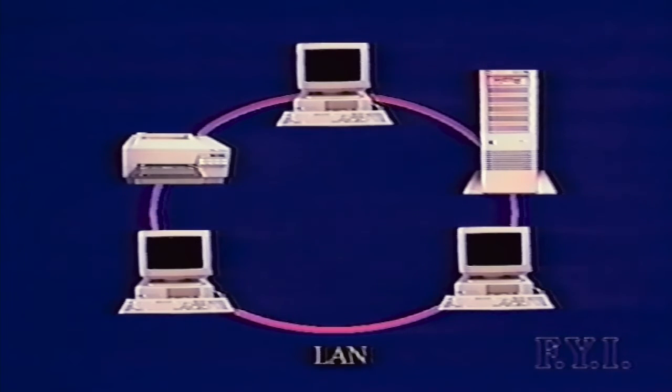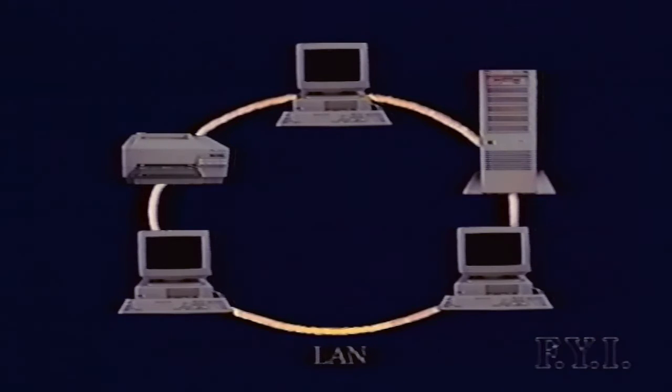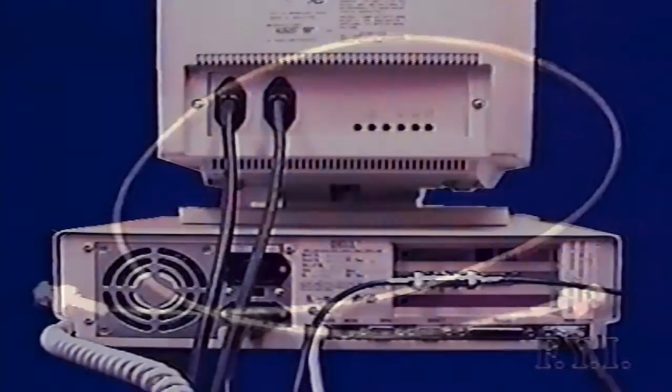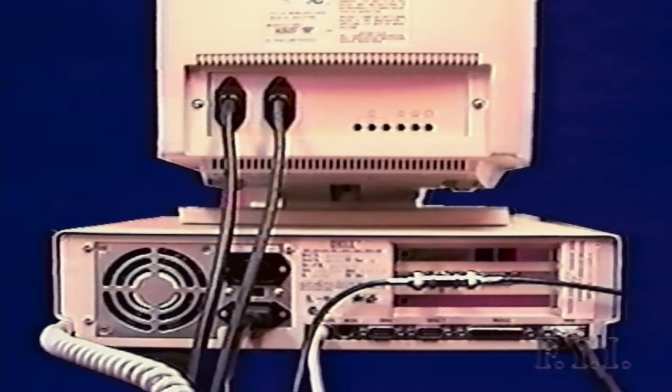The last component that we want to mention is the cable that connects these devices together. Here's an example of a typical LAN cable. LAN cable varies considerably. It can be thin, like this picture, or it can be very thick. It's connected to the back of the computer or printer and carries the data from device to device on the LAN.